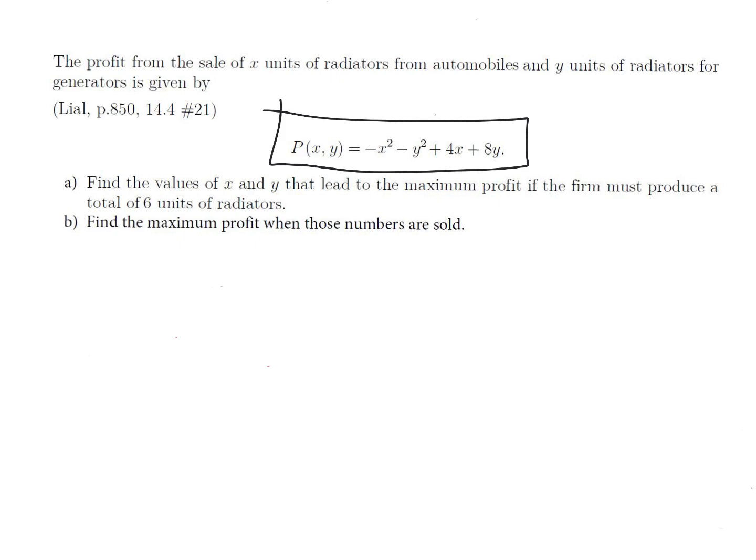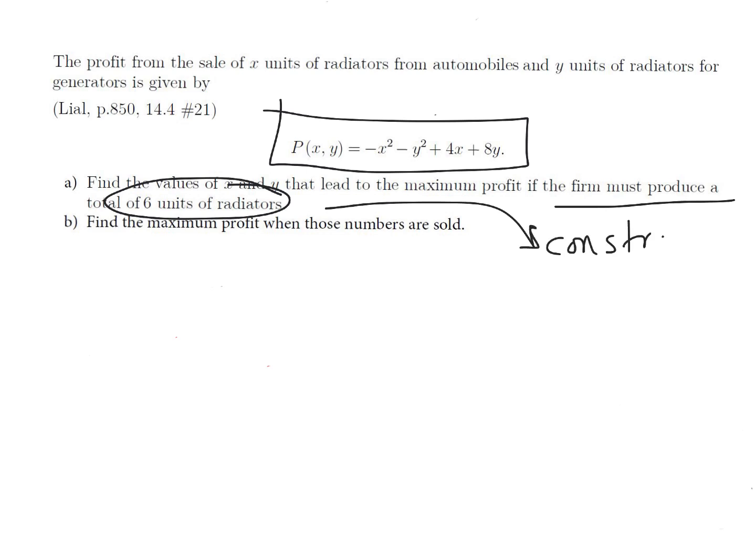But the next bit is how we know there's a constraint. The firm must produce a total of 6 units of radiators. That tells us that we have a constraint. Okay, we must produce 6 units. So what we're determining here is what our productivity balance should be in order to maximize this profit. Okay, so how do we write that? I'm going to write this profit function again, just to write it a little bigger.